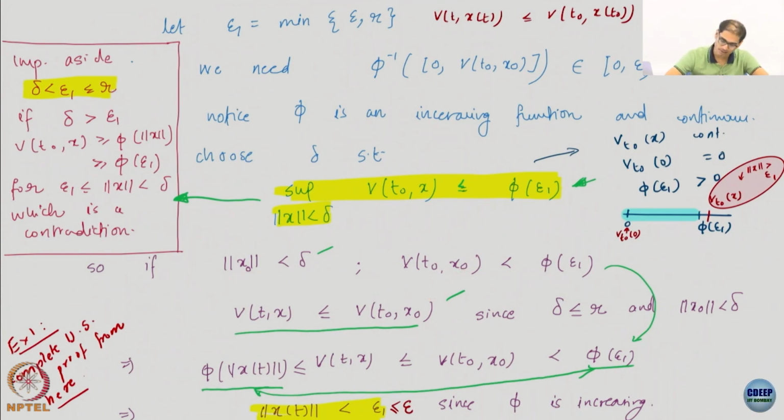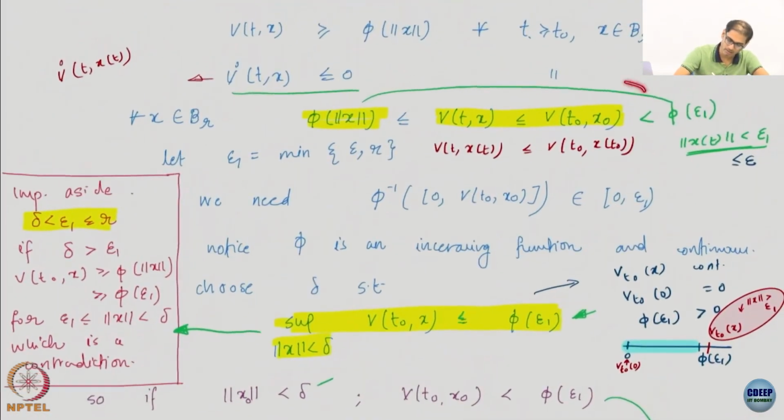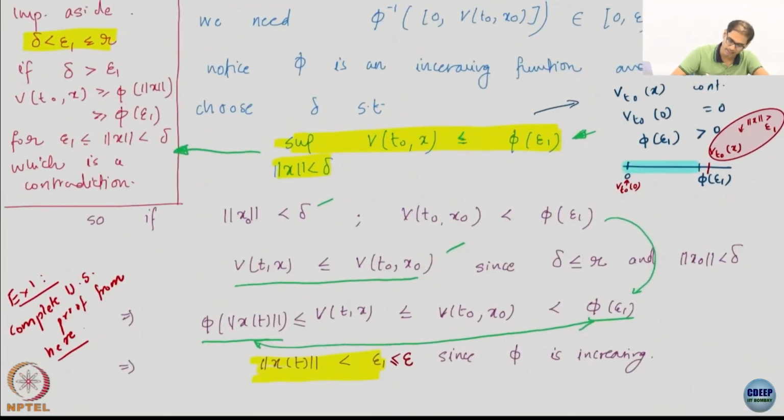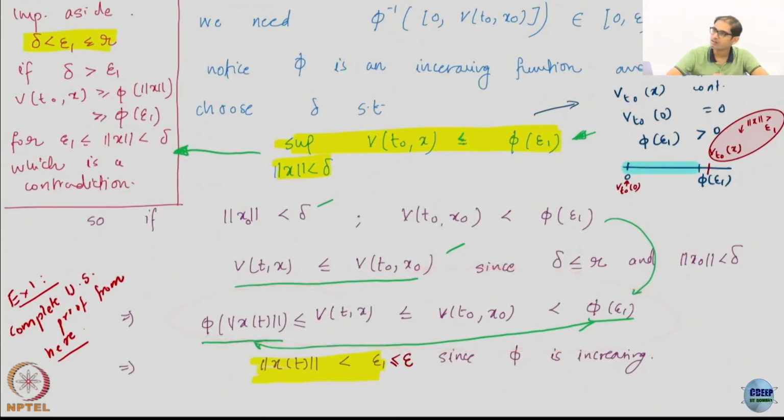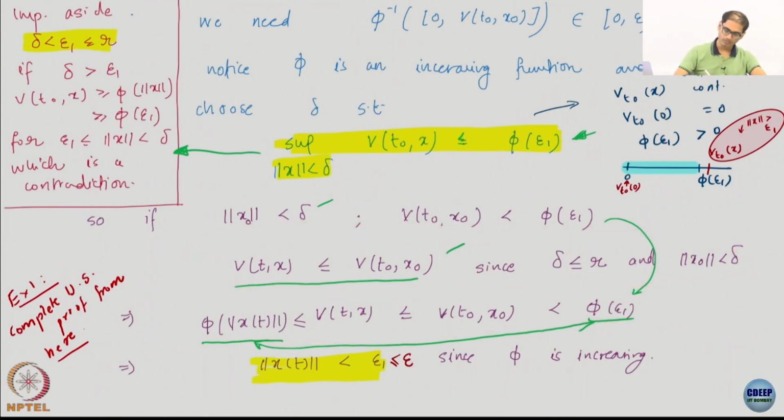and once this holds, you have of course that phi norm, the first statement here, I have just repeated that here, phi norm of x less than or equal to Vtx less than or equal to Vt0 x0 less than phi epsilon 1. The only purpose of this statement was to sort of tell you that your initial condition is within the R ball, okay, and if the initial condition is within the R ball, you have some space to go.